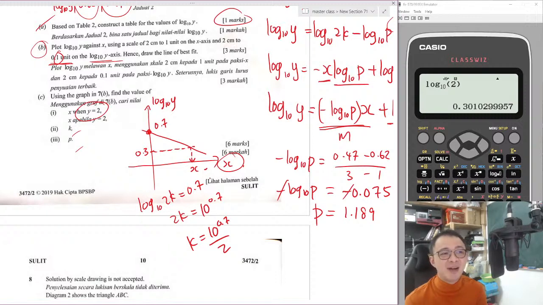So I can't see your calculation. You should be able to see the calculator, right? How come you cannot see?